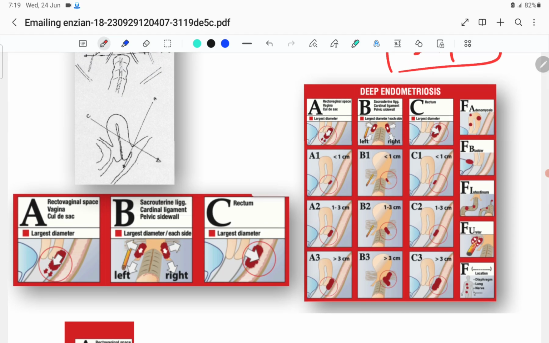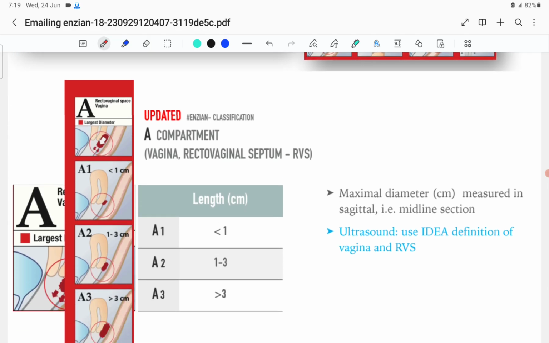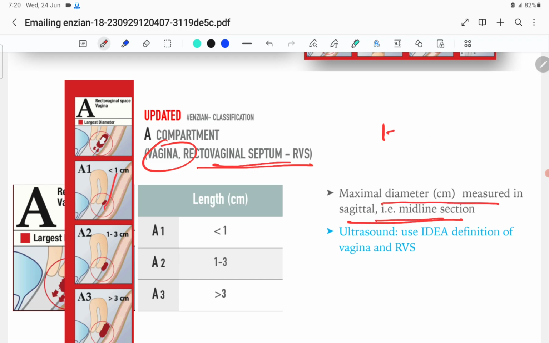Next is compartment A, B, C, F. Okay, A, B, C, F. I will tell you, compartment A is the vagina and rectovaginal septum. Again, here the dimension, the diameter, is 1 to 3 centimeters. The maximum diameter is measured in the midline section, in the craniocaudal direction.